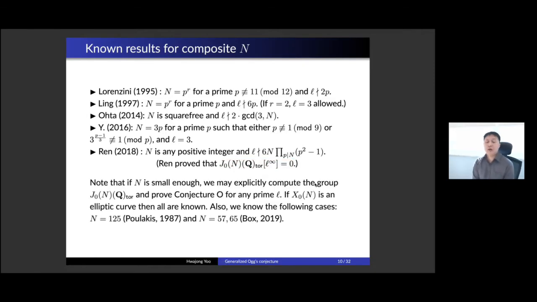And there are some known results when n is small enough. For instance, if X_0(n) is an elliptic curve, then we know this conjecture holds. And for some small integers, for instance 125, or n equal 57 or 65, conjecture O holds. So there is no counterexample yet.